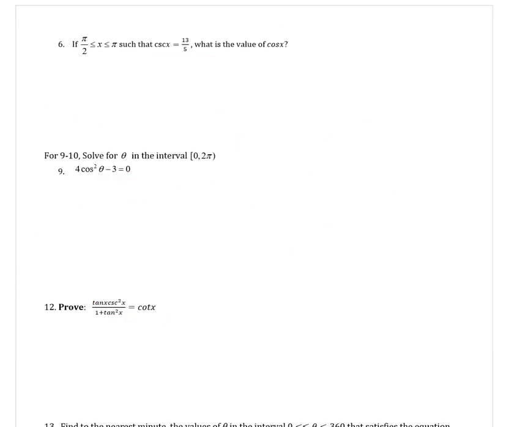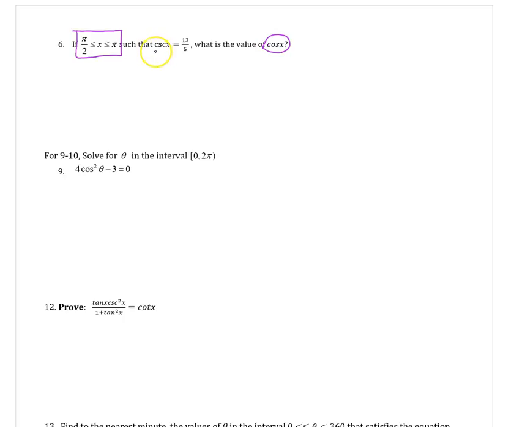So for number 6, we're looking in the interval of pi over 2 to pi, such that cosecant of x is 13 over 5. What is the value of cos of x? There's actually 2 ways to do this problem. The first way is using the identities.